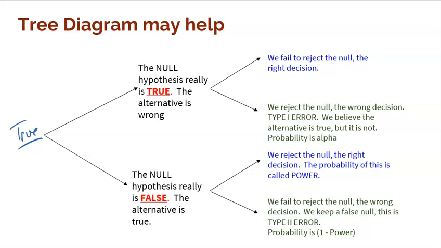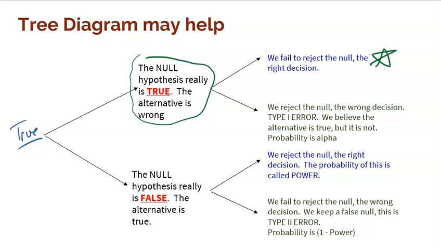So what could really be true? Well, the first option is the null hypothesis really is true. So this is this branch right here. The null hypothesis is really true. The alternative is wrong. Now, if that's in fact the truth, two things can happen. One is we fail to reject the null. This is the right decision. This is a good thing. This is awesome, right? The null's true. Well, then we should fail to reject it. We should not go with the alternative. We should keep that null. This is the right decision.